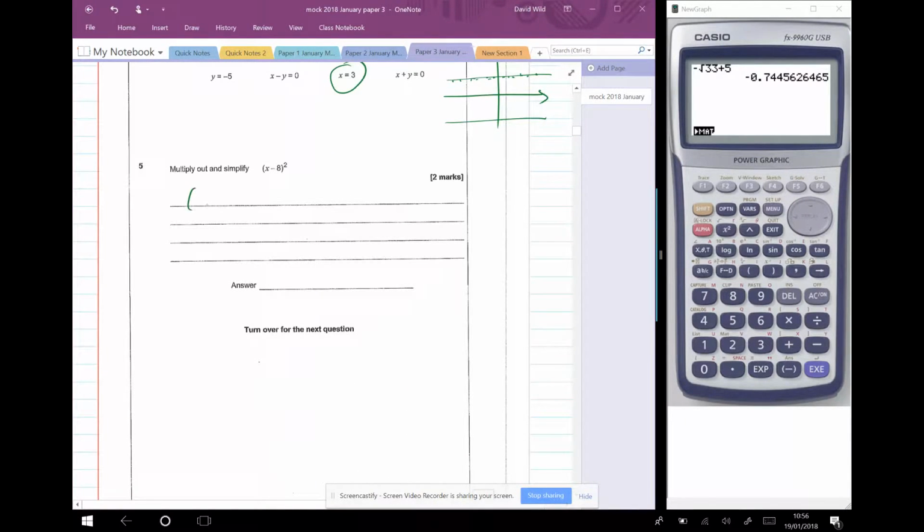Simplify. So remember when we square brackets, I really do hope none of you have written x squared -64. So let's go follow them out. X squared, x times -8 is -8x, and another -8x here, and -8 times -8 is +64.